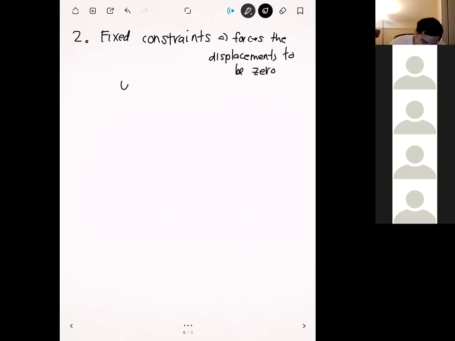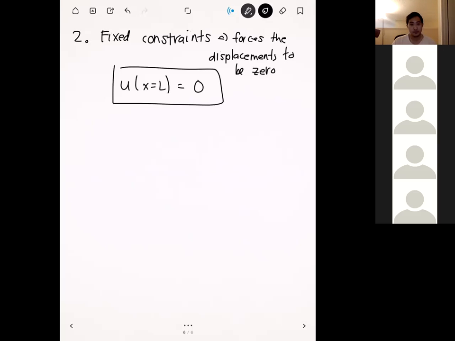And so mathematically, the way that we can apply this is that we can say that u, where u is our displacement solution, evaluated at x equal to L, is equal to 0. And in terms of mathematical terminology, this is the same as a Dirichlet boundary condition.